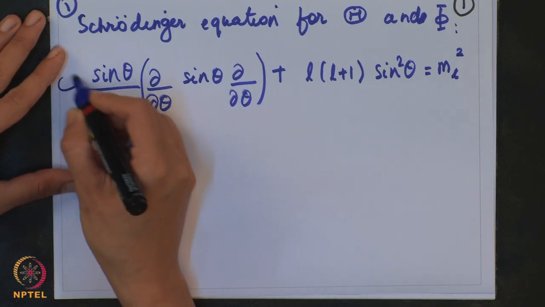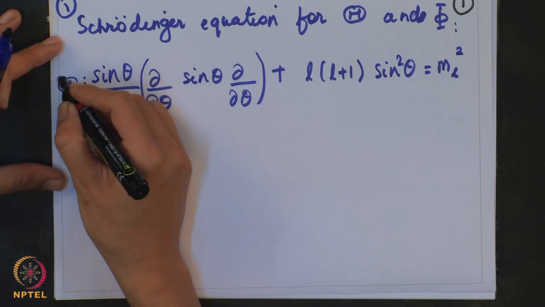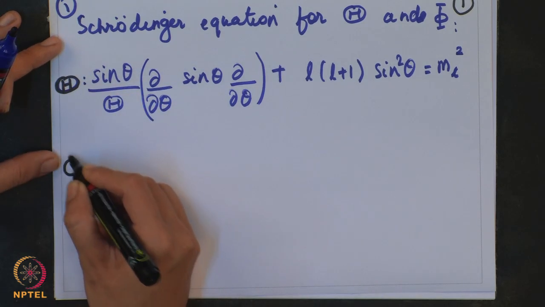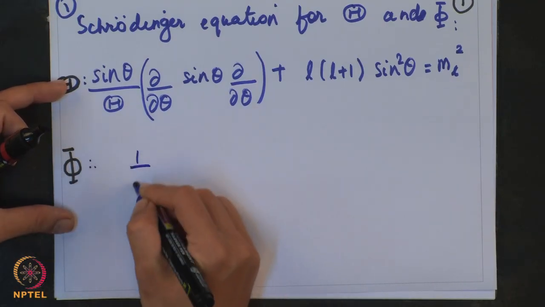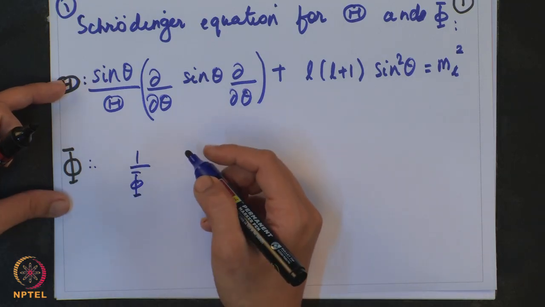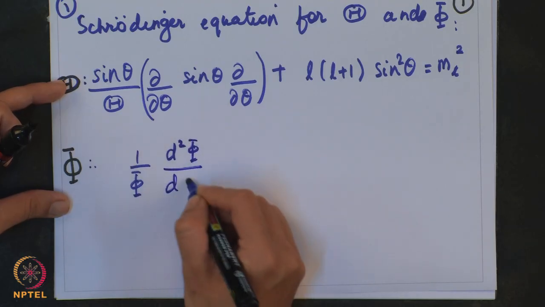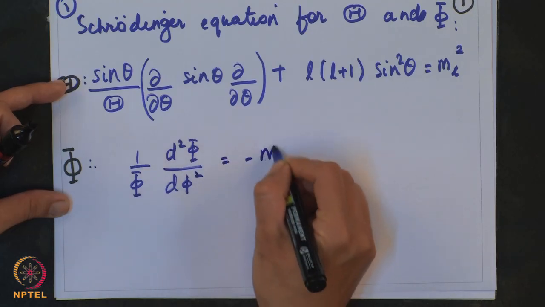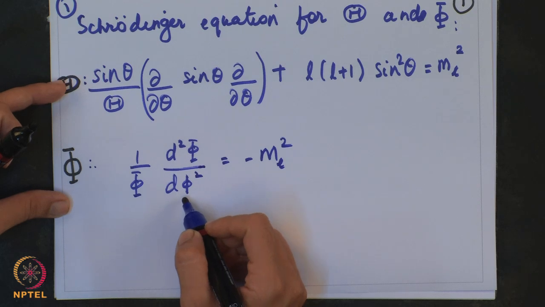So, this is the equation for capital Theta, then we write the equation for capital Phi. The equation for capital Phi is nothing but 1 by Phi. This Schrodinger equation is in spherical polar coordinates, and you get this form: d square Phi by d phi square is equal to minus ml square. Do not get confused here, this is capital Phi and this is a small phi.